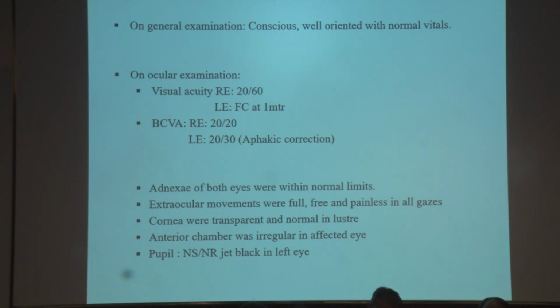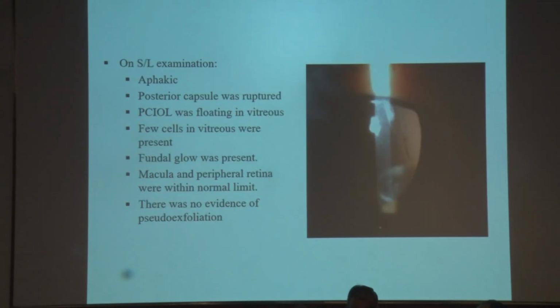On torchlight examination, his adnexa, extraocular movements, cornea, and anterior segment were within normal limits. The anterior chamber was irregular in the affected eye, and the pupil was normal in shape and normally reactive to light. On slit lamp examination, in the left eye, he was aphakic. The posterior capsule was ruptured. A free floating posterior chamber IOL was present floating in the vitreous. Fundal glow was present, and the macula and peripheral retina were within normal limits. There was no evidence of pseudoexfoliation.